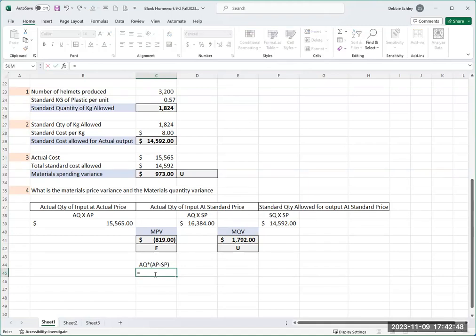Actually, I'm not going to do this on this one. Just trust me on that. If we divided it out, we would be able to do that. And then this one would be SP is the same. And so it's SP times AQ minus FQ for materials quantity variance.